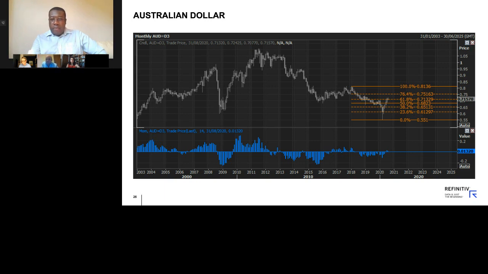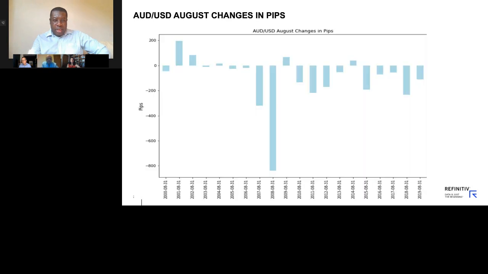The other thing with the Aussie is that the performance normally suggests that in August it falls most of the time. 15 times out of the last 20 years it's fallen. So that is a thing that people have to bear in mind. It's a very risky currency to hold. So from a technical point of view, I would say, yes, it's a buy.